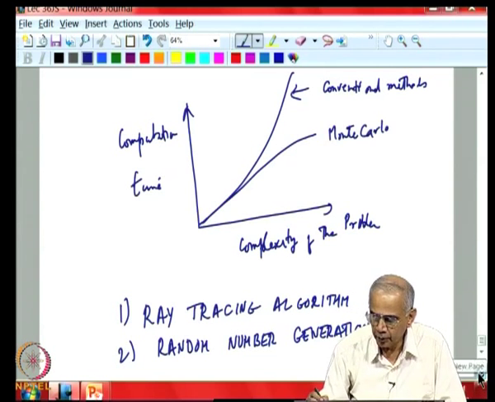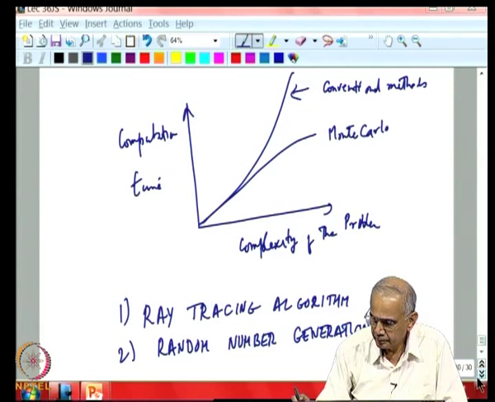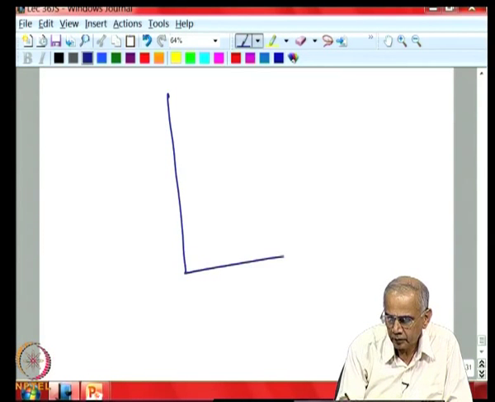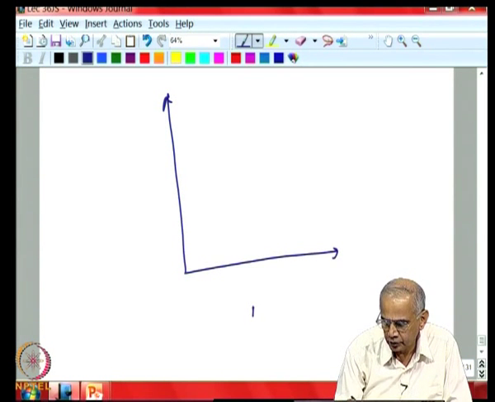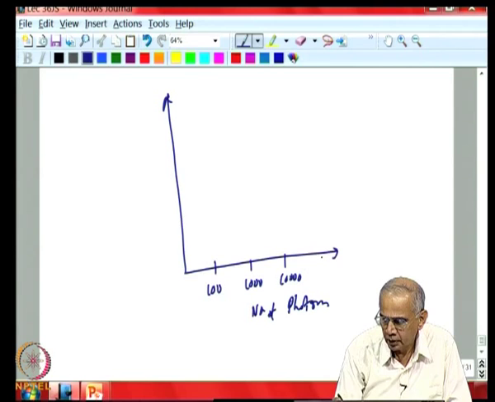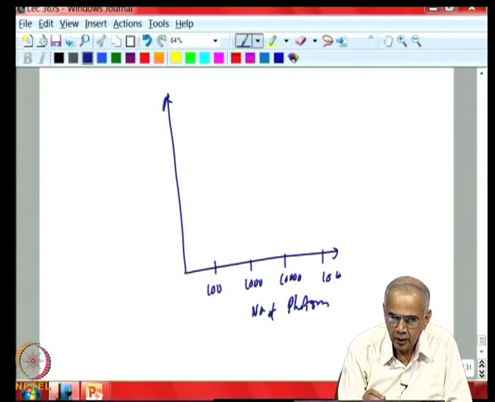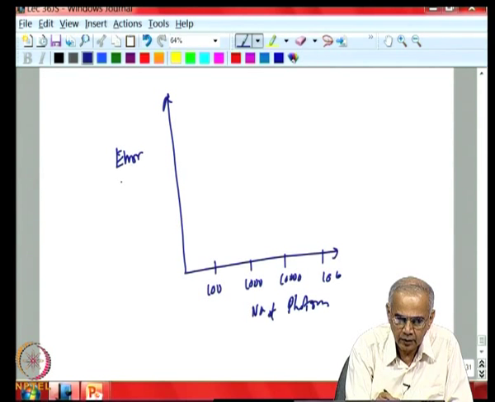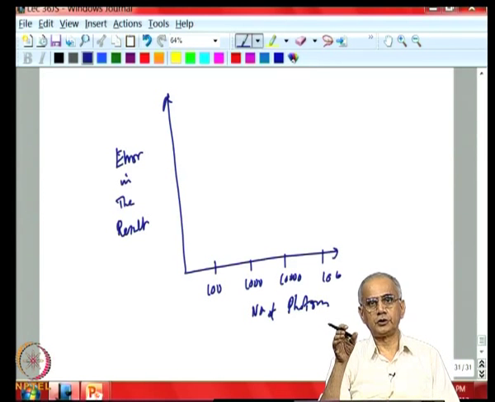So, the way you will do the problem is, increase the number of photons gradually. Let us say you start with 100 photons, then you go to 1000, then you go to 10,000 and you go to a million, and find out what is the error in the result. So, this can obviously be done only in a standard problem, for which we already have a solution available from a different technique.